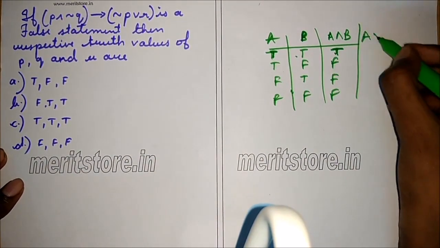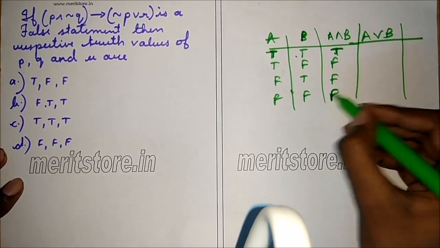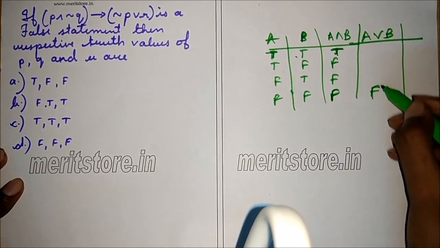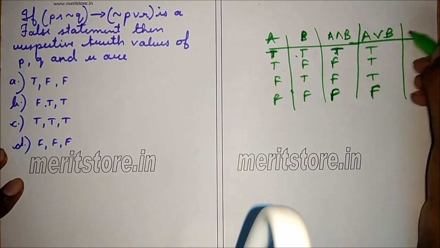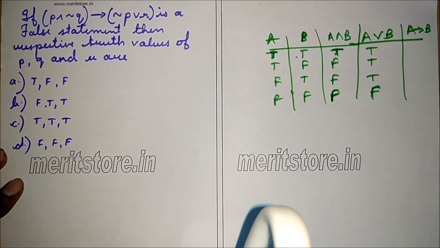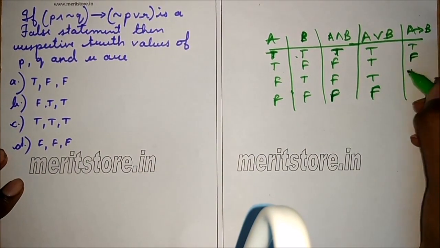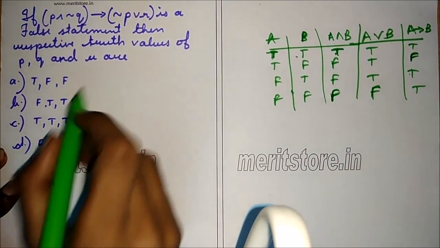For OR, FF is F, that is, both the statements should be false, then it is false. So FF is F, everything else is true. And for implication, that is A implies B, TF is F, everything else is true. So this is a reference table.